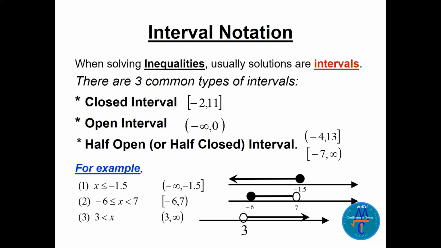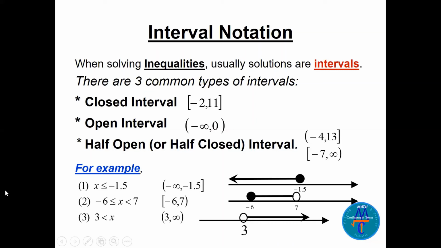X is any number less than or equal -1.5. So we start from minus infinity until -1.5 closed. Why closed? Because we have equal here. Equal means this is the end point, it is closed. Now let's look at another example.